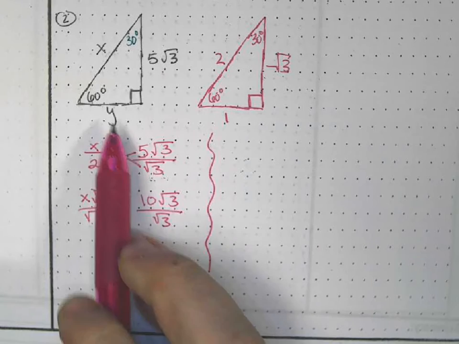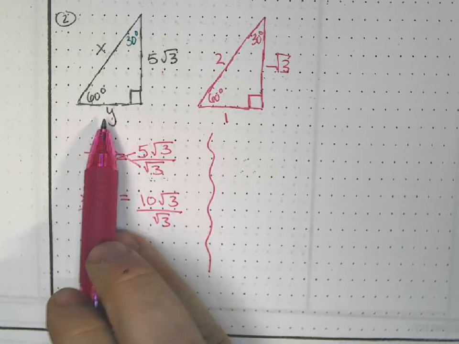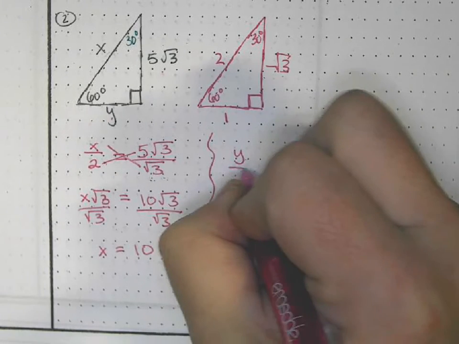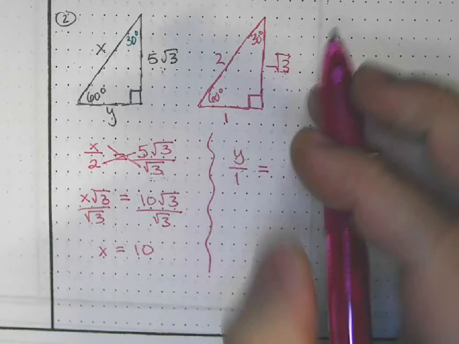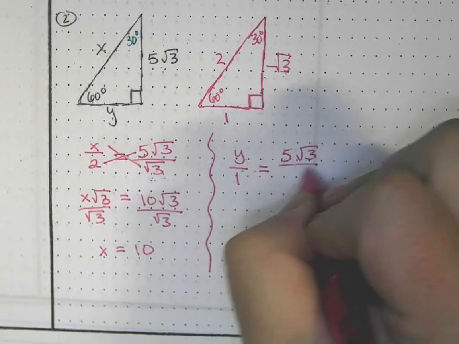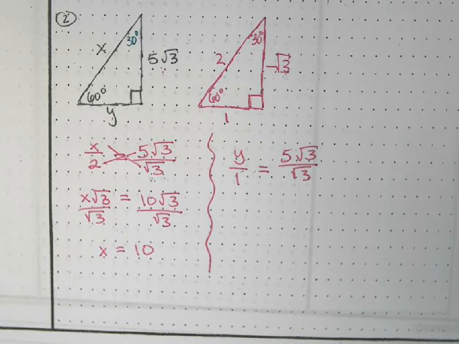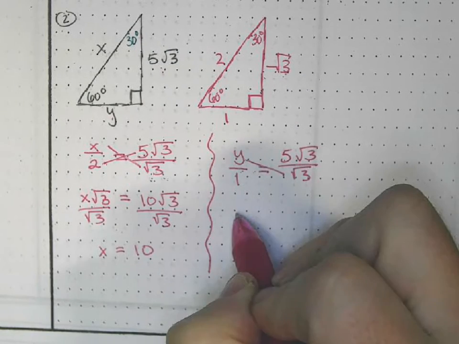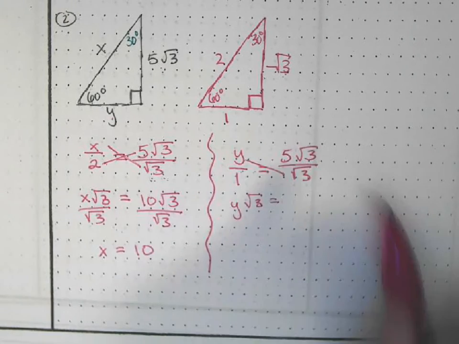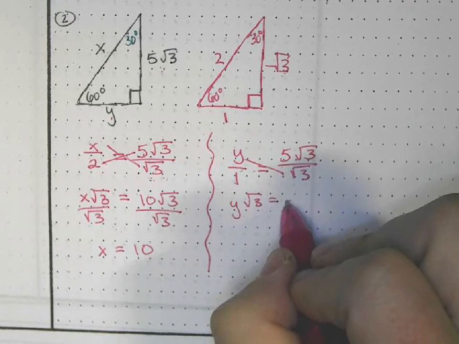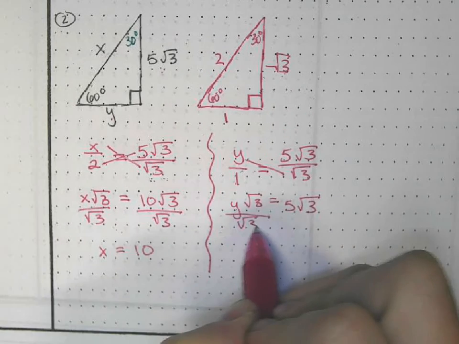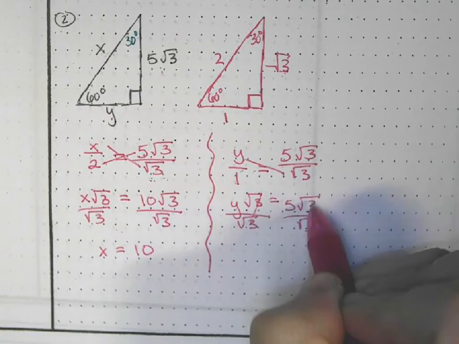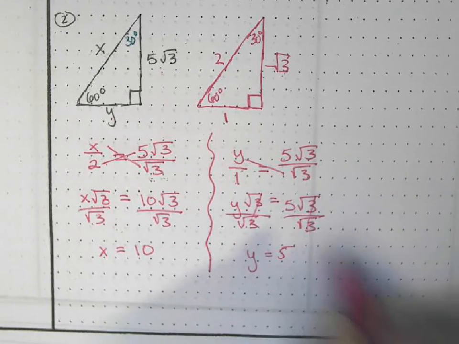Now let's solve for y. Well, y corresponds with this 1, so I'll go y is to 1 as, we're going to use our numbers again, 5 root 3 is to root 3. Cross multiply and solve. So I have y root 3 equals 1 times 5 root 3, which is 5 root 3. Then we'll divide both sides by the root 3, trying to get y by itself. Cancels, cancels, y equals 5.